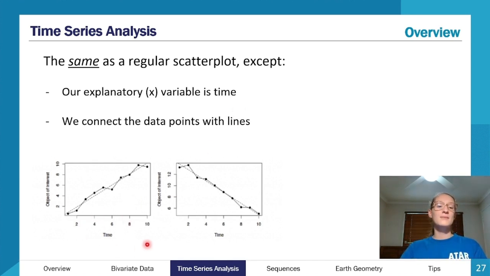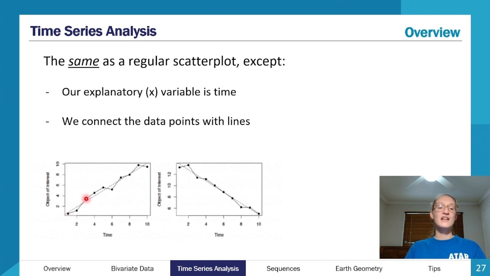Because our explanatory variable, which we always plot along the bottom, is some sort of measure of time, whatever our response variable is, we're looking at how something changes in response to passing time. That's why our other variable is always the response variable: the thing driving the change in time series analysis is always time. So time is our explanatory variable, and our other variable is the response variable.